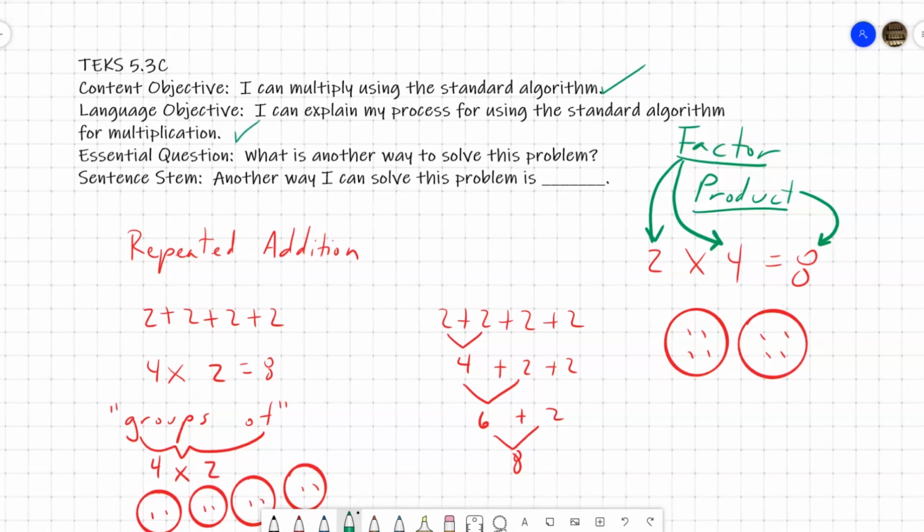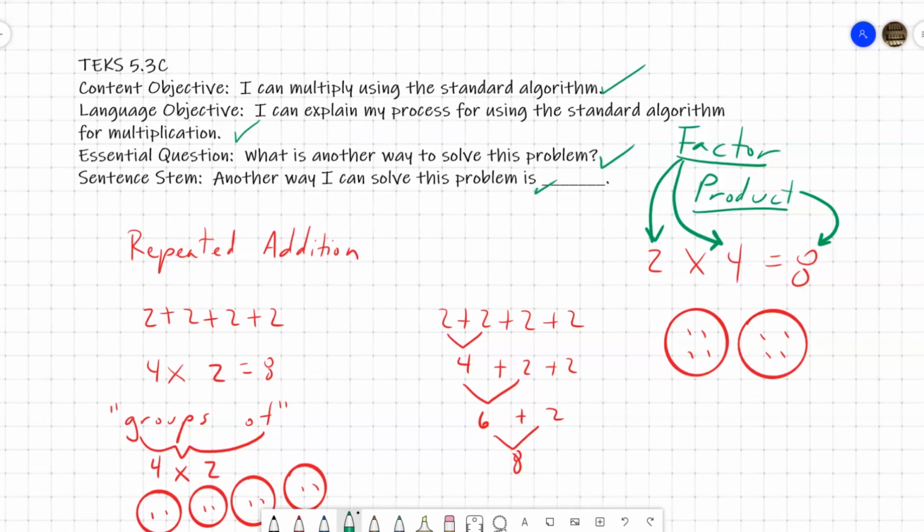Essential question. What is another way I could solve this problem? So we looked at different ways. We looked at using area models or using the standard algorithm. So if I've done it with the standard algorithm, then I could use a different method in order to prove my answer a different way. And I can answer that another way I can solve this problem is by using this other strategy. So I've fulfilled all of my objectives.